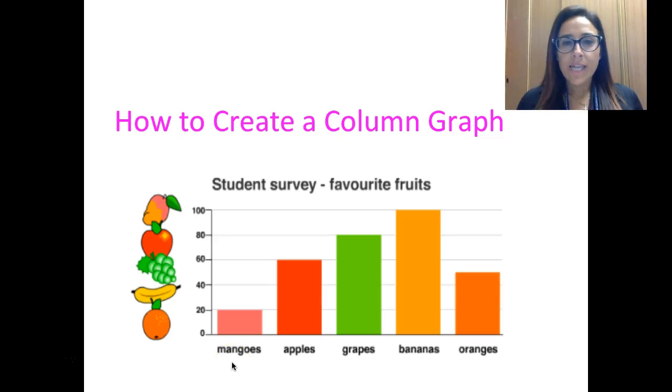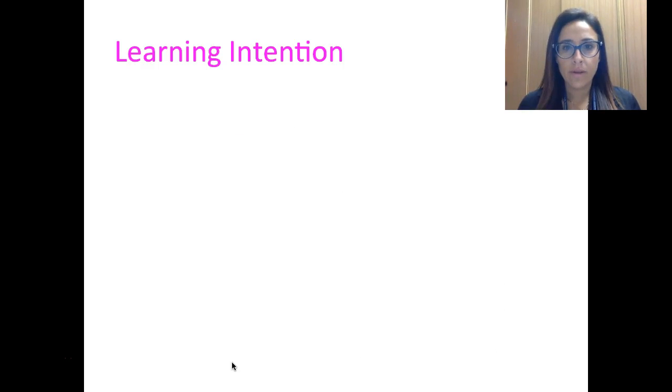Hi E4, today we're going to be learning how to create a column graph. The learning intention: we're learning to create a column graph.